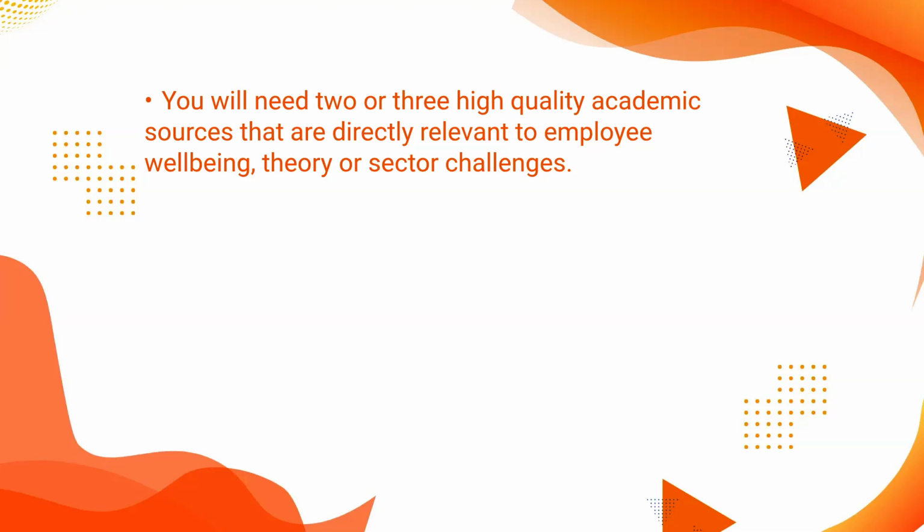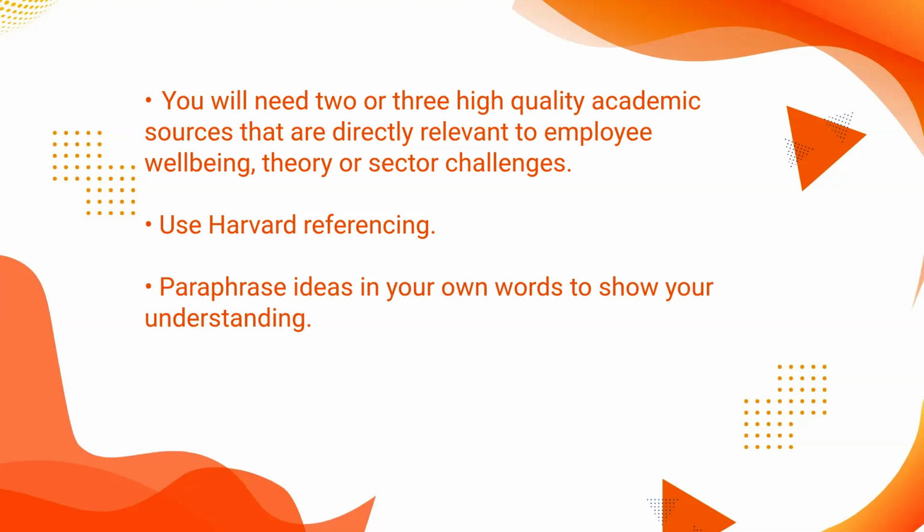Next, let's talk about using sources and referencing. You'll need 2 or 3 high-quality academic sources that are directly relevant to employee well-being, theory, or sector challenges. Use Harvard referencing for both in-text citations and your reference list. The key thing here is to paraphrase ideas in your own words to show your understanding, and use those sources to support your analysis, not just to add background.